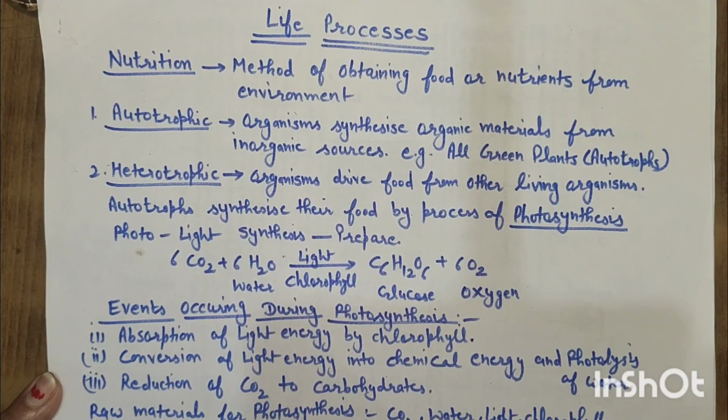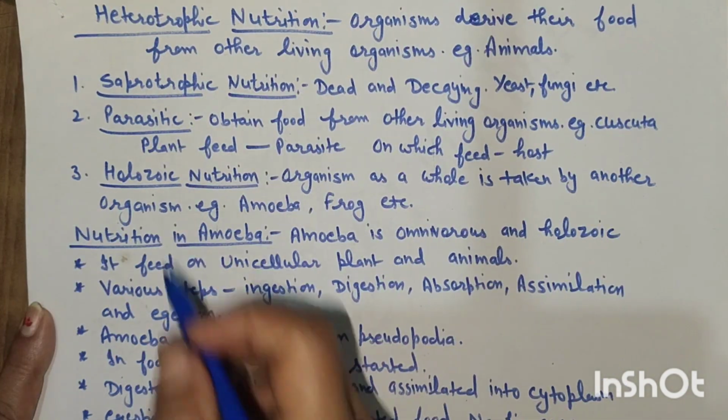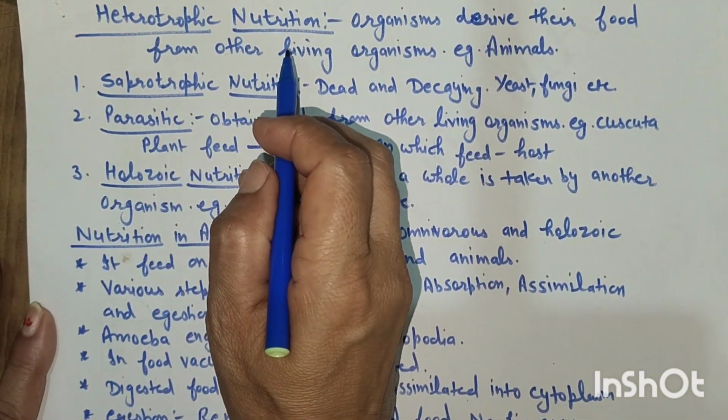The raw materials for photosynthesis are carbon dioxide, water, light, and chlorophyll. Carbon dioxide is taken from the environment, which animals and various organisms breathe out, water from nature, light from the sun, and chlorophyll, the organelle that helps in the absorption of light energy.